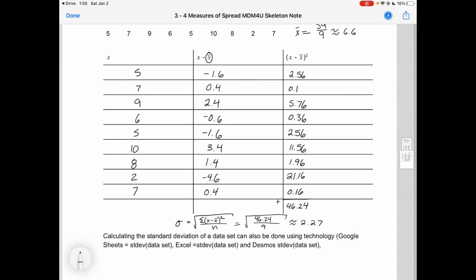We can also calculate the standard deviation of a data set using technology. You can use Google Sheets. You can use Excel. You can also use Desmos. And you can also use a graphing calculator. I guess I can put that in here: a graphing calculator to calculate it as well. This is a measure of how close the data is to the mean, which is important when you are making generalizations about survey results or experiment results.